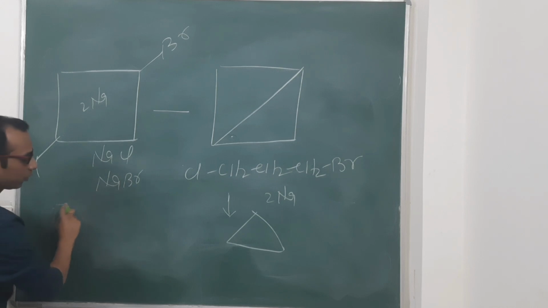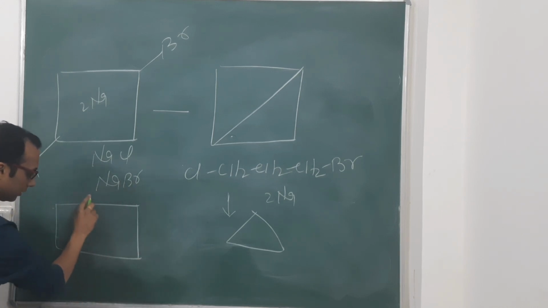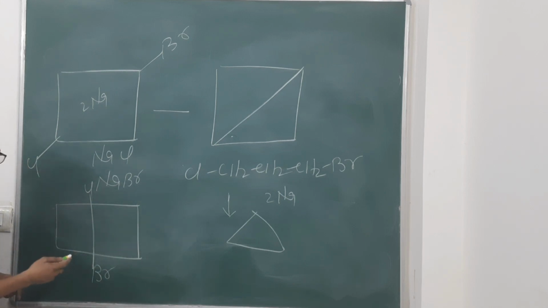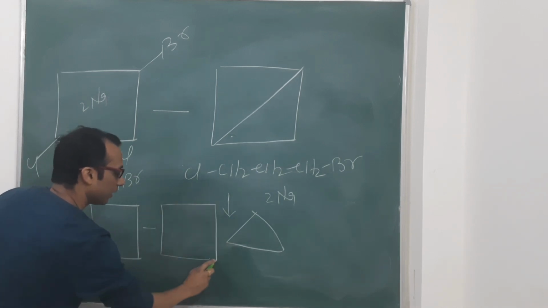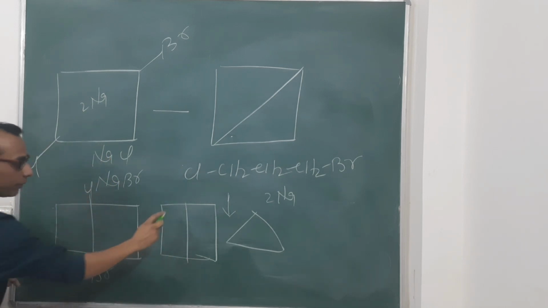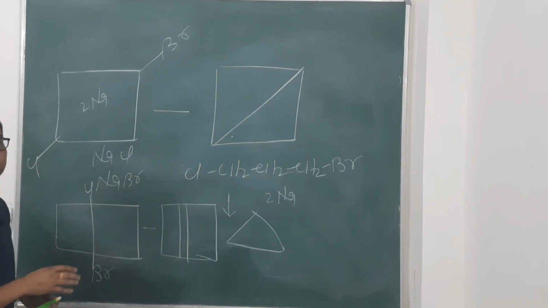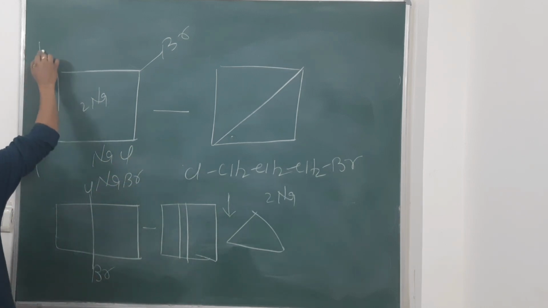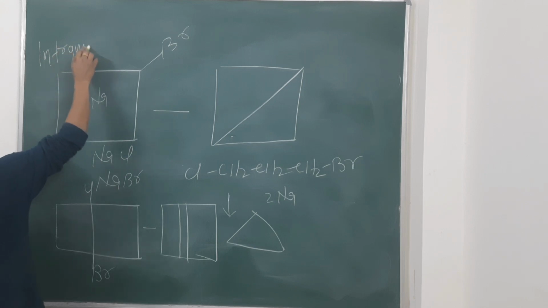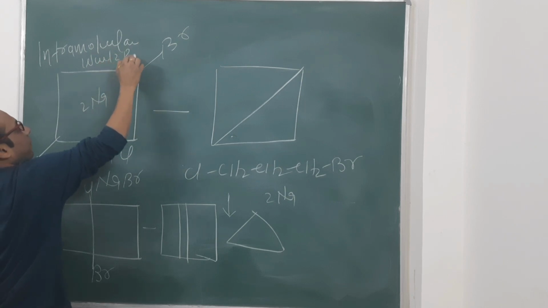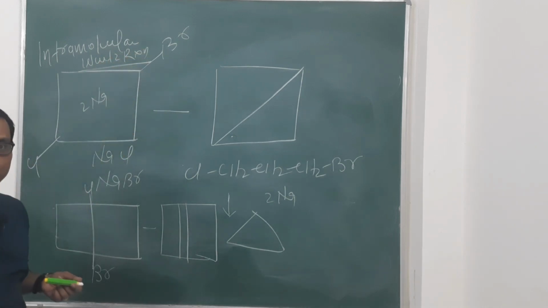Suppose you are taking this compound here. Here is a chlorine, here is a bromine. What will happen? And we have taken 2 moles of sodium. So the chlorine and bromine generate another bond here. It means there is already one bond, and the chlorine and bromine generate one more bond. Understood or not? This is what we can call the intramolecular Wurtz reaction.